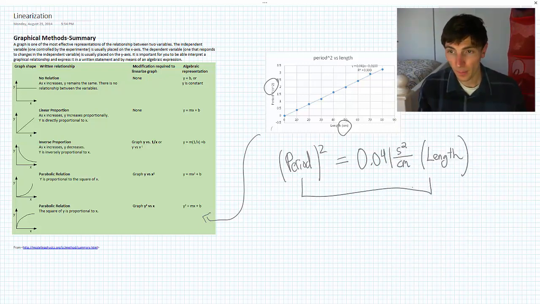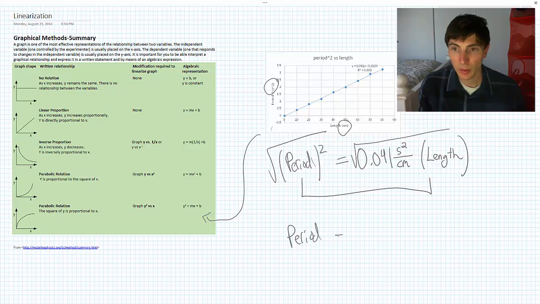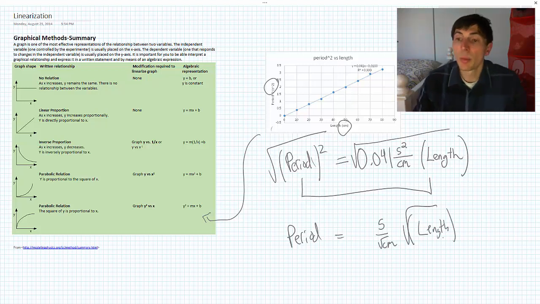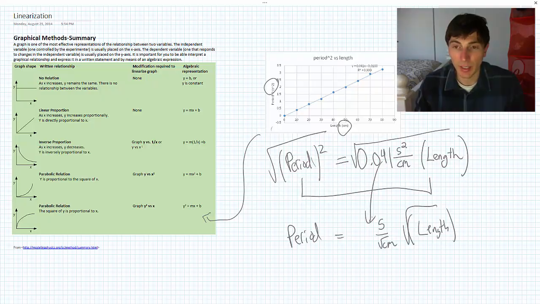If we wanted to find just the period, we could go further and take the square root of both sides. You would find that the period itself would be equal to some new value, with units of seconds over the square root of centimeters, times the square root of your length. Kind of weird units, but you could go back and figure out exactly, and then there'd be some number here, an exact equation for relating period and length.